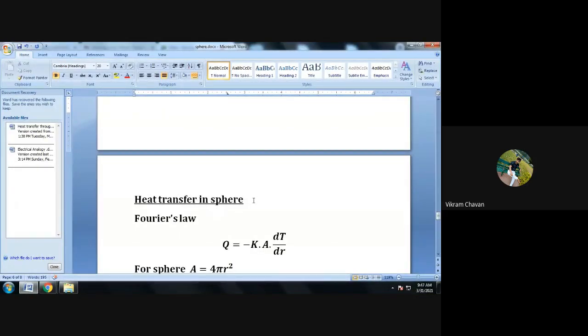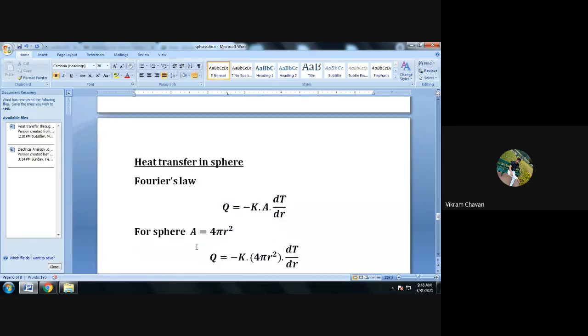How will it happen, or what will be the equation for the heat transfer in a sphere? According to Fourier's law, we know that Q is equal to minus K multiplied by A multiplied by dT divided by dx. Now here the thickness, dx, is represented in the form of a radius. So instead of dT divided by dx, we are using dT divided by dr in Fourier's law. So our equation is Q is equal to minus K multiplied by A multiplied by dT divided by dr.